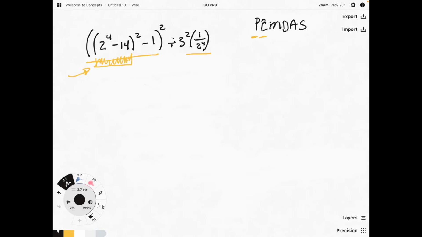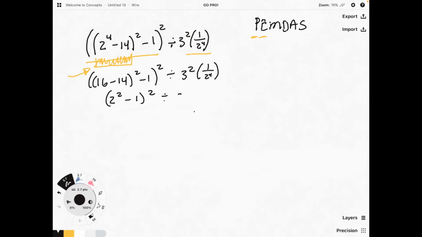4 times 2 is 8, times 2 is 16, minus 14, right? And then that is squared minus 1. That raised to the power of 2 divided by 3 squared, 1 over 2 to the 4th. Okay? So now we're continuing with the parentheses. So 16 minus 14 is 2 squared minus 1. That quantity squared divided by 3 squared, 1 over 2 to the 4th.